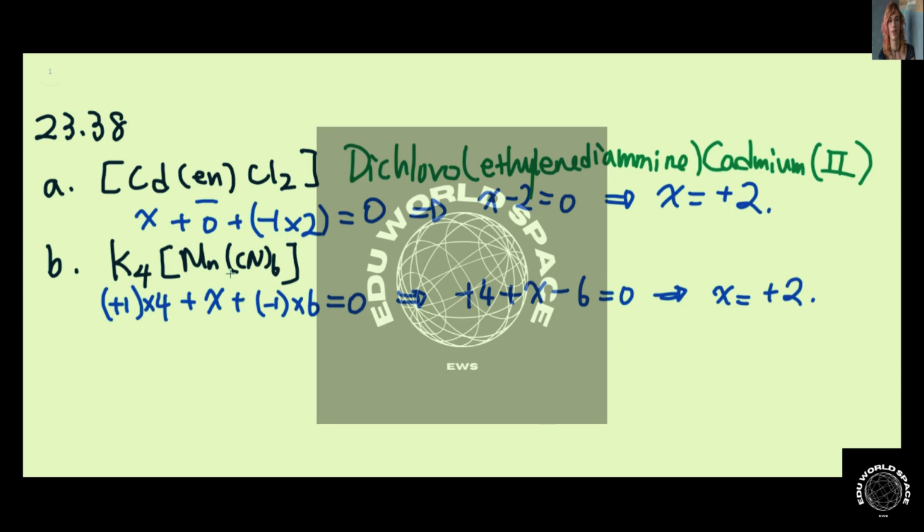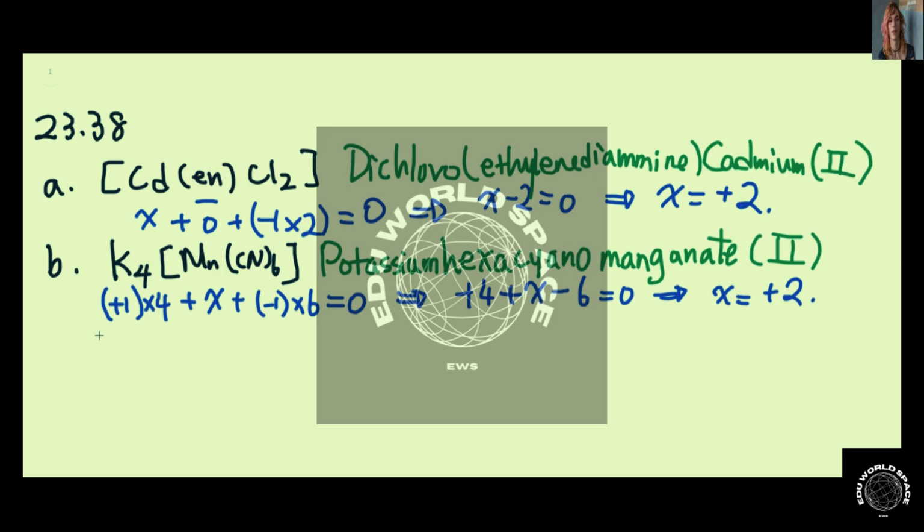So we get X equal to also +2. So the name for this complex will be potassium, 6 cyanide, so that is hexacyano, the center metal is manganate, and the oxidation state is 2.